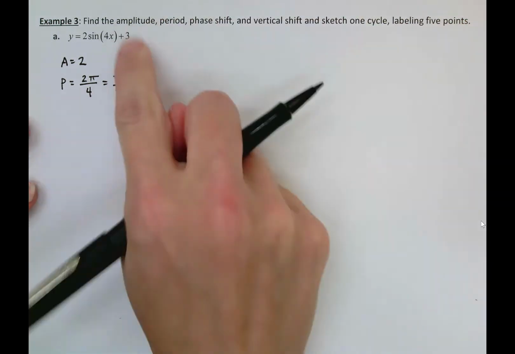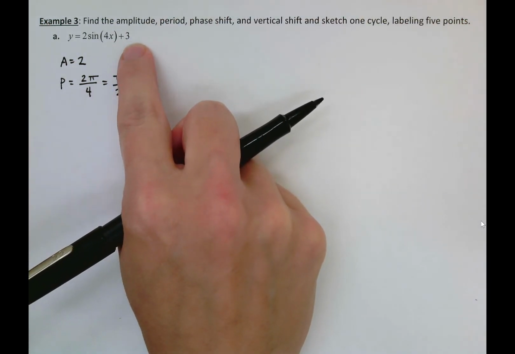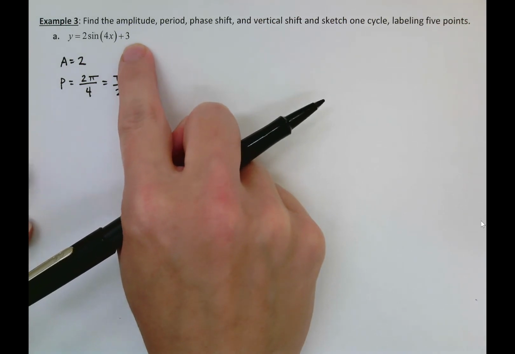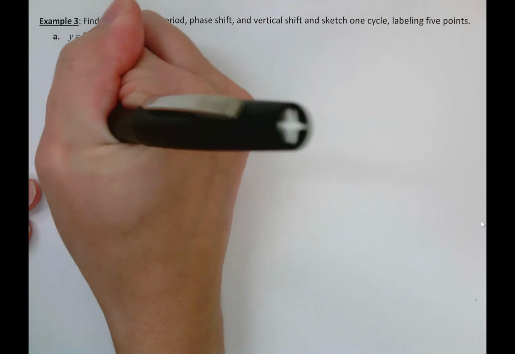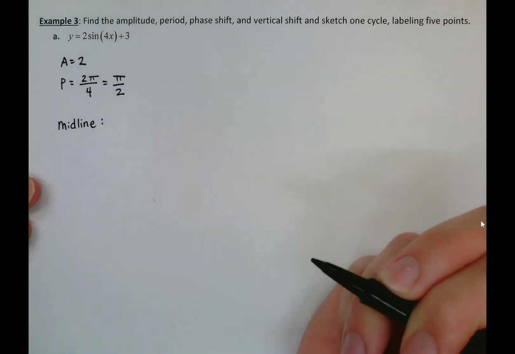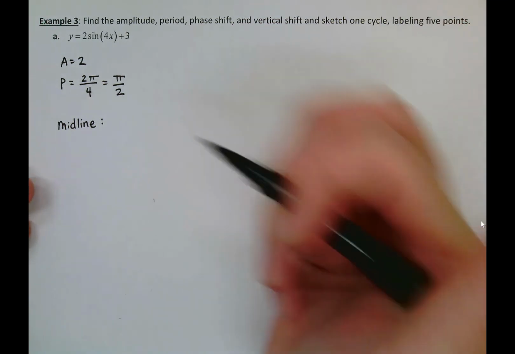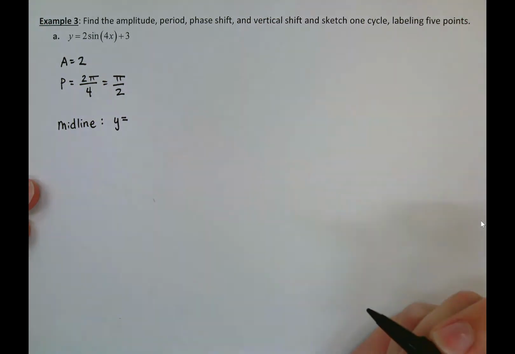The period would be 2 pi divided by that factor of 4, which is then pi over 2. And then we finally have this vertical shift. And remember from the beginning summary, that vertical shift, or that D, is what is called the midline. So if you have a midline that's not just 0, I want you to write down that midline.